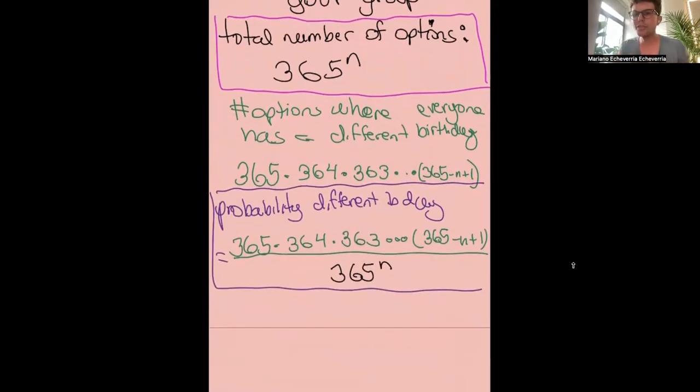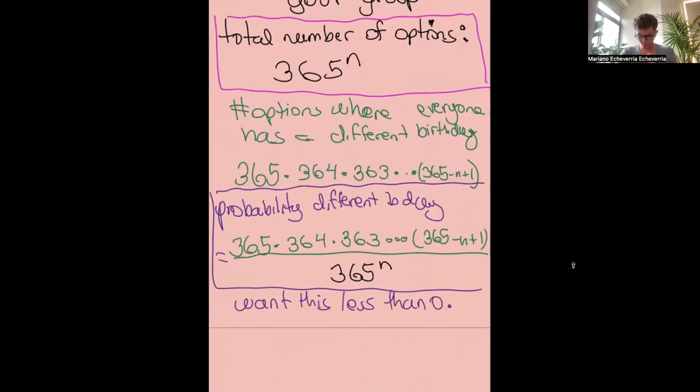And we want this to be less than 0.5, because if this is less than 0.5, then one minus this probability will be more than 0.5, and that is the probability that at least two share a birthday. So it's just easier to ask for this to be less than 0.5, so that the other one, the complement, is more than 0.5. Is that okay with everyone?